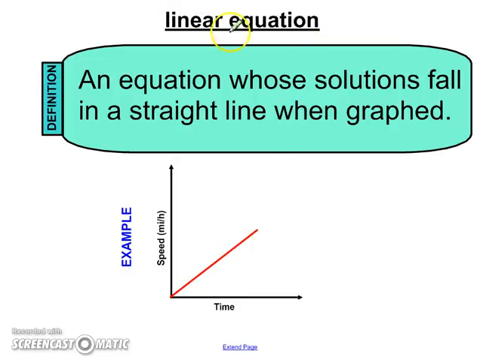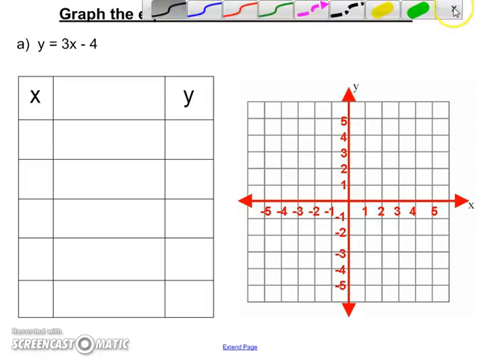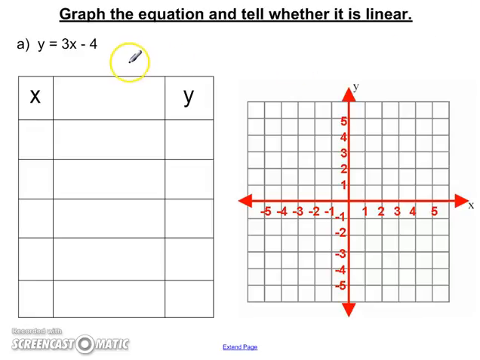And linear, you'll notice in here, line. So an equation that gives us a straight line. So now, as we go through to graph a linear equation, in this particular case here at the beginning, we're going to use a table. Okay? So we're going to take our equation, y equals 3x minus 4.